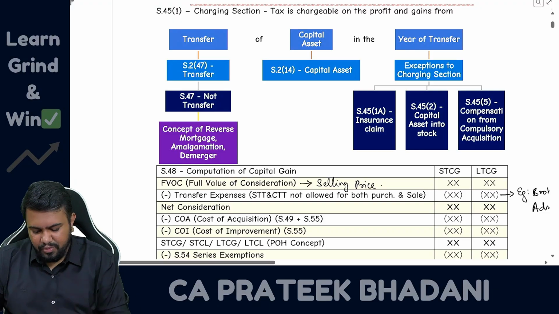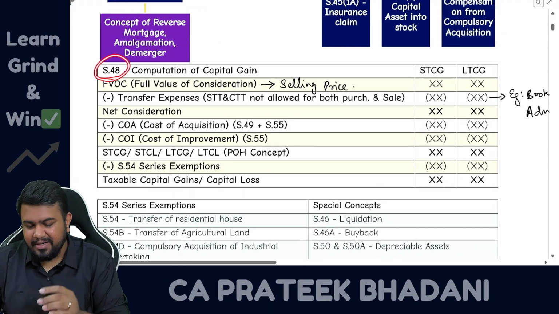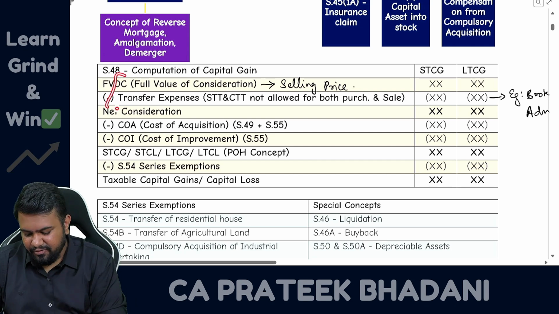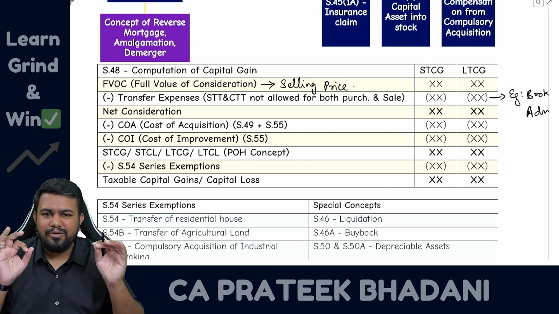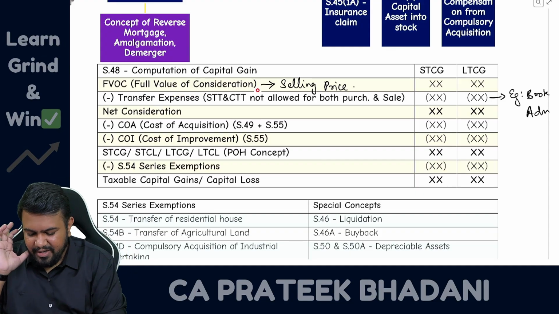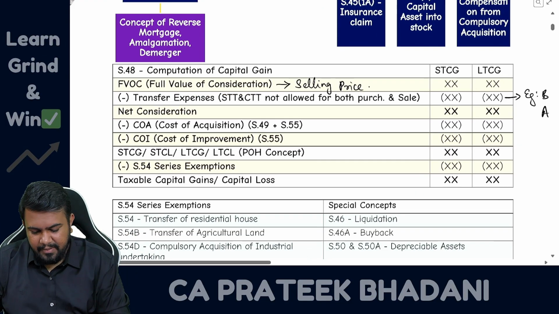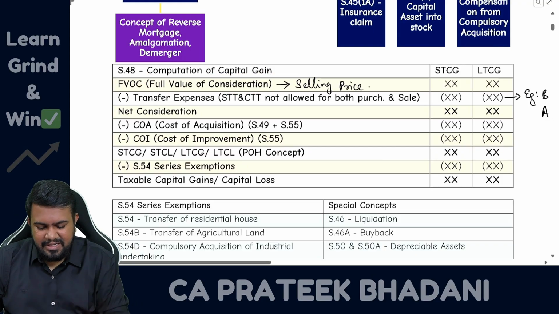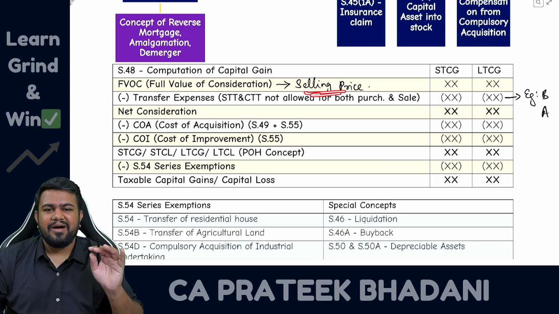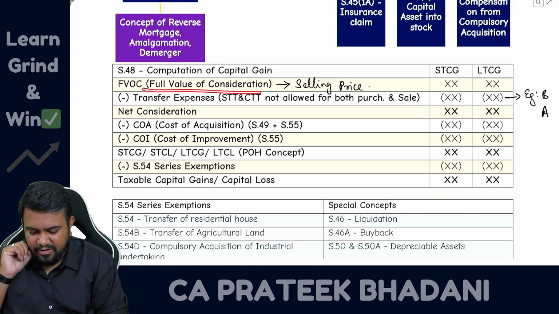Now let us come to computation of capital gain. Computation of capital gain is given under section 48, and there is a format. You have to follow this format only in the examination so that you can score full marks, and you have to use the same wordings only. You can't use any other wording. So what is the format? First you have to take full value of consideration. This full value of consideration is nothing but selling price. Generally it is the selling price of the capital asset. That is the full value of consideration.